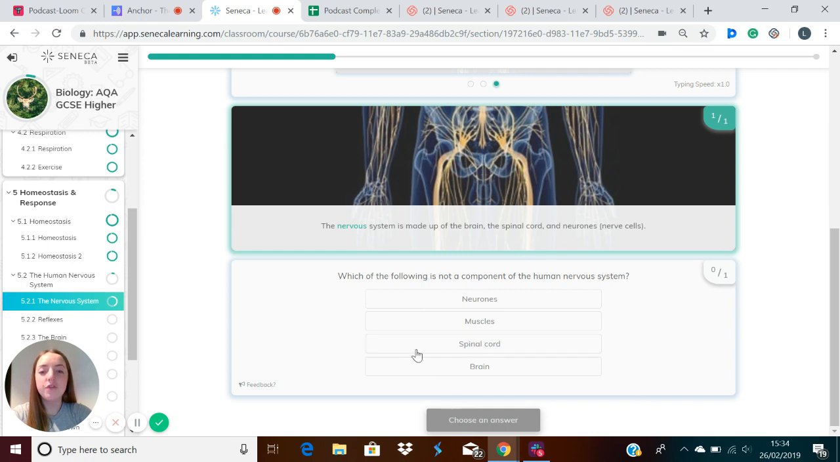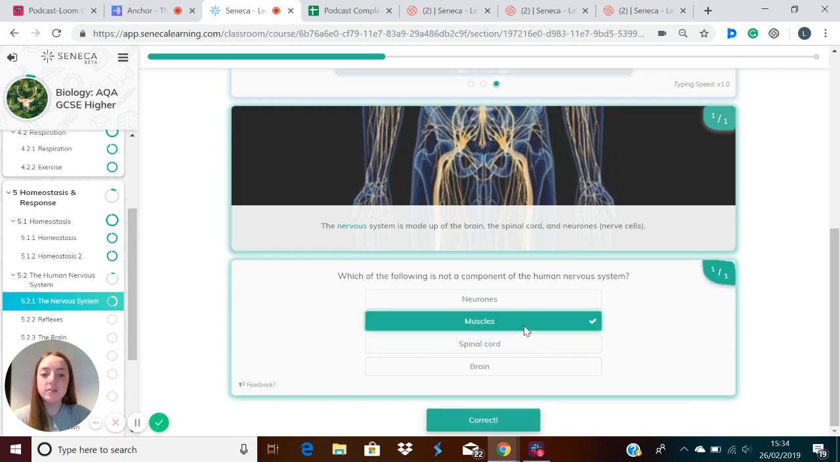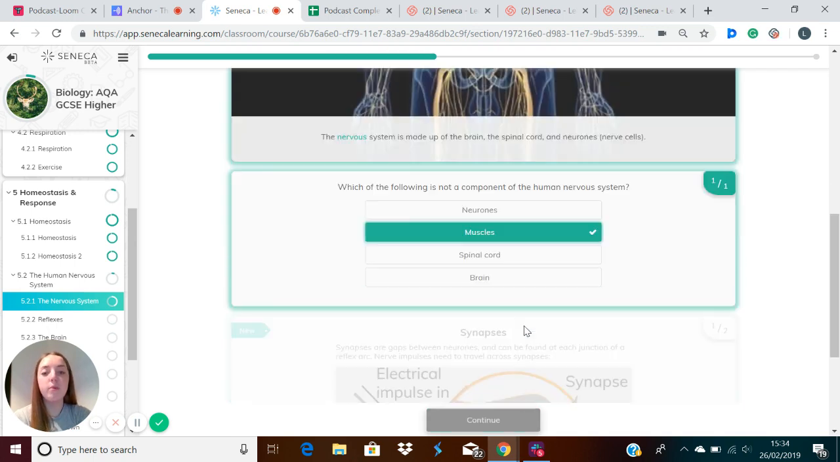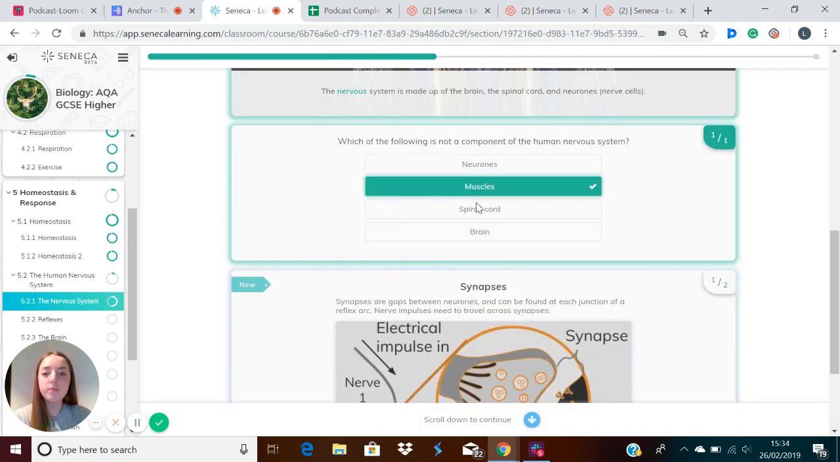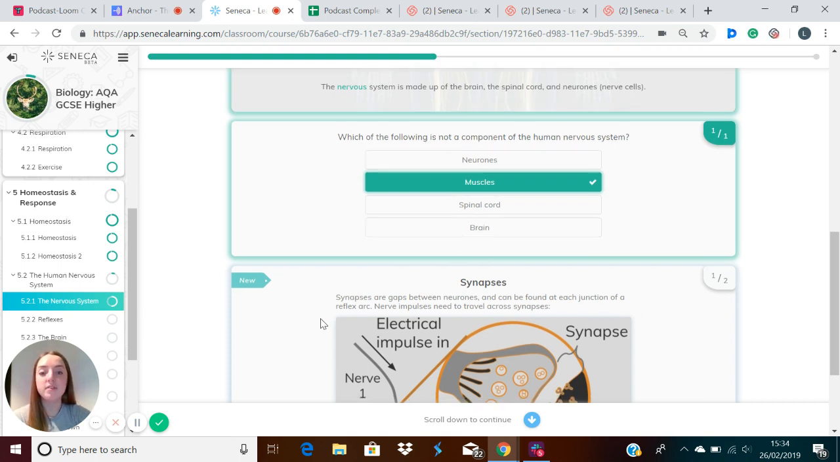So here's a question for you. I'm going to list off 4 things, and then we're going to decide which is not a component of the human nervous system. So neurons, muscles, spinal cord, and brain. Muscles are not part of the human nervous system. These are effectors, and these are not part of the nervous system, not part of the central nervous system either.